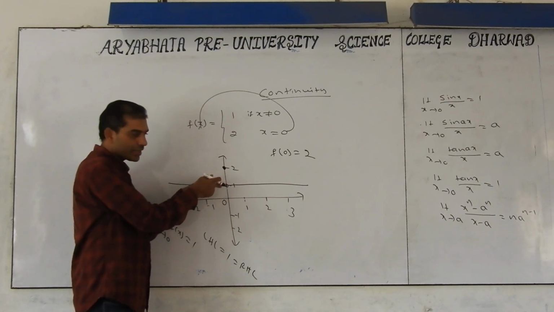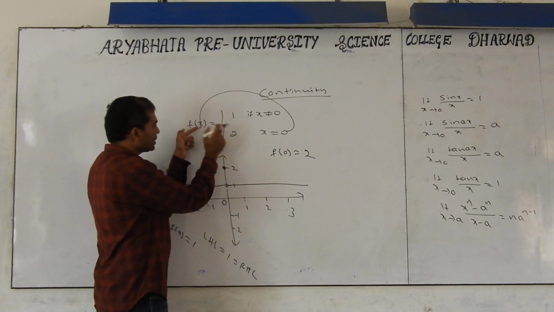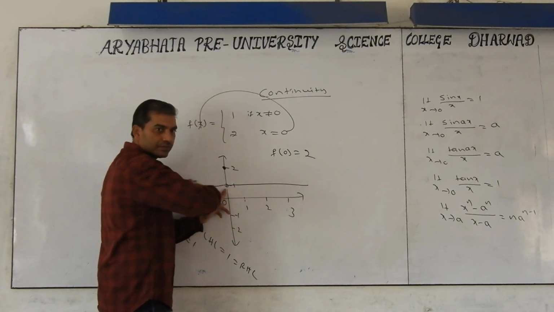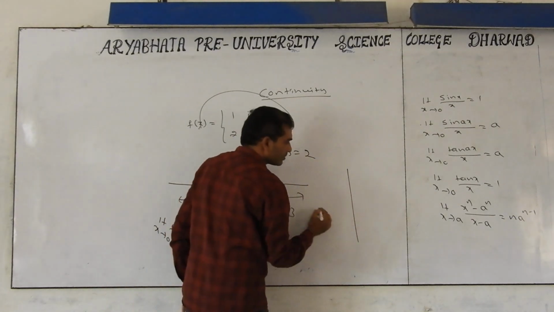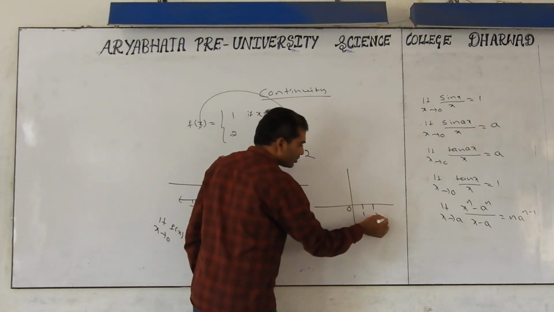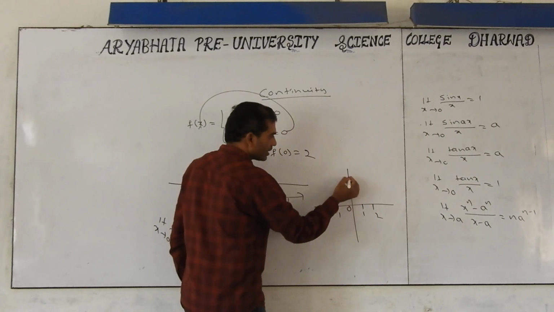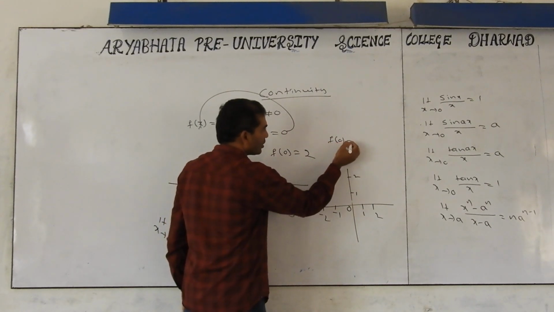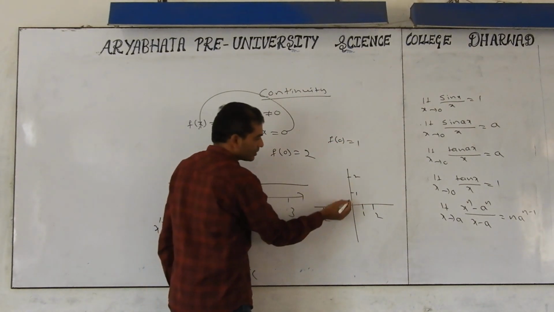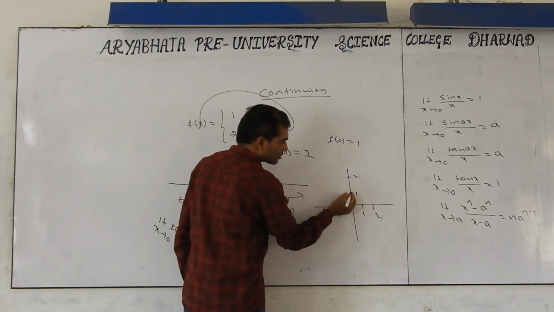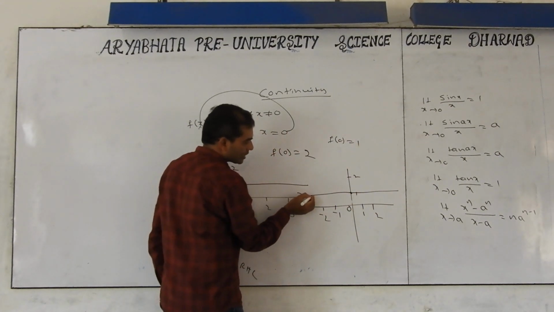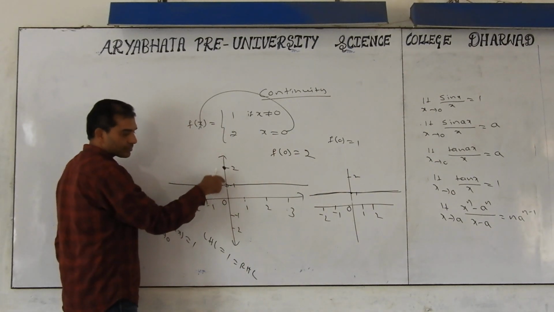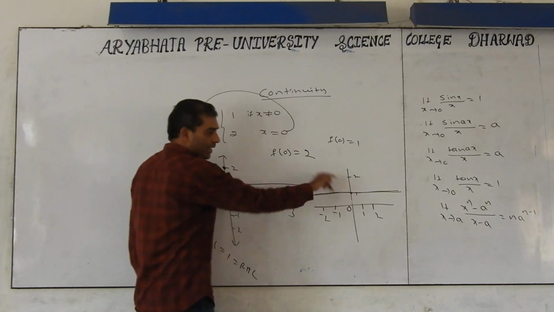If f of 0 is equal to 1, then this point will be there, and the graph is like this. This is f of 0. If f of 0 equals 1, and f of 1 is also 1, then there is no break in the graph. Here a break is there; here there is no break.